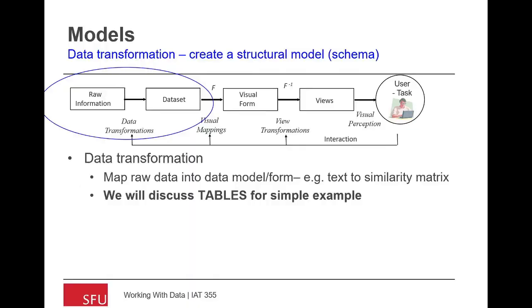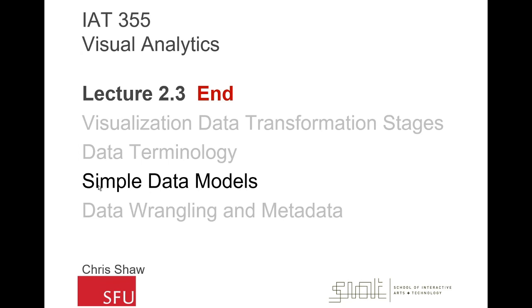So that's a very brief indicator of how to take raw information that you might find in tables and transform that into a data set, a model that can be used for further visualization steps. So this is the end of lecture 2.3, Simple Data Models.